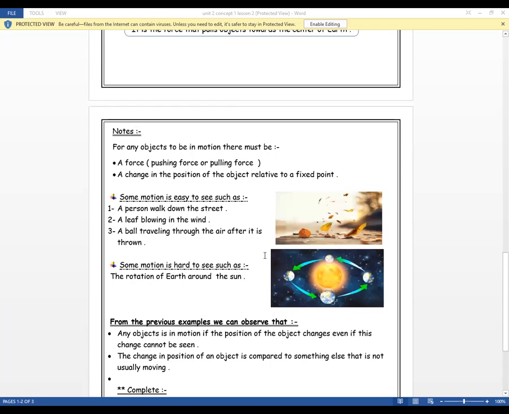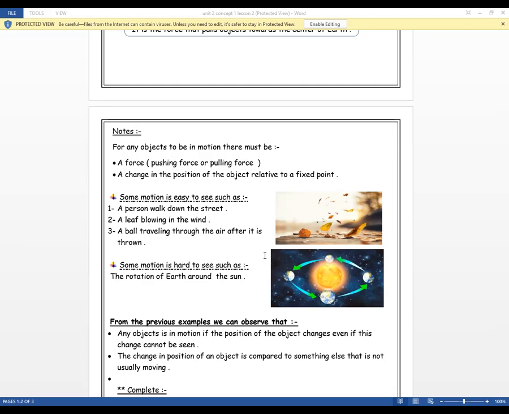Okay? So you have to know that for any object to be in motion there must be force, and a change in the position relative to a fixed point. So we can say an object is moving or in motion when it has force, push or pull, and a change in its position. Okay, like a person walking down the street, a leaf blowing in the wind, a ball traveling through the air after it's thrown. All of these examples, we can see them easily.